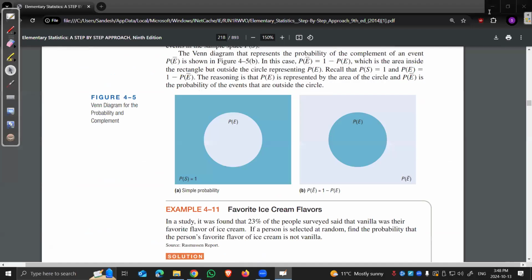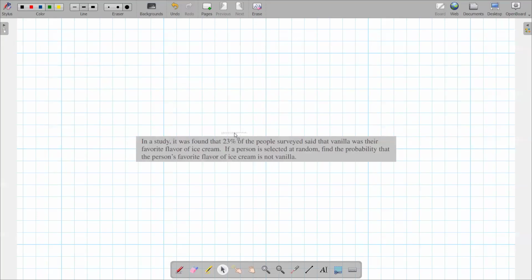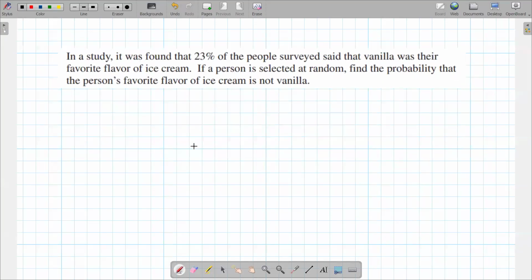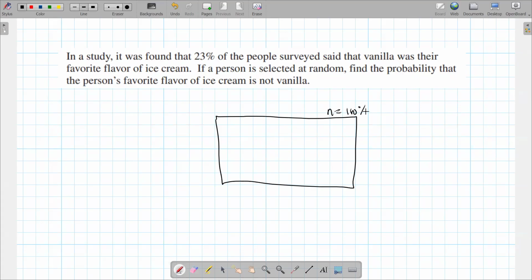So let's do this next question, which is again the idea of a complement event. In a study, it was found that 23% of the people surveyed liked vanilla. The total is going to be 100, right? Because they've given us a percent. The total percent is going to be 100, and vanilla lovers is 0.23 or 23%. The question is, what's the probability that someone doesn't like vanilla?